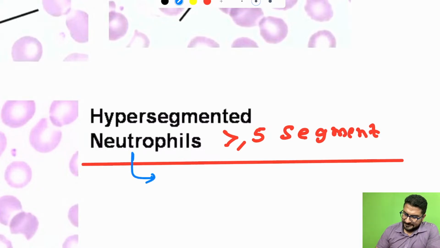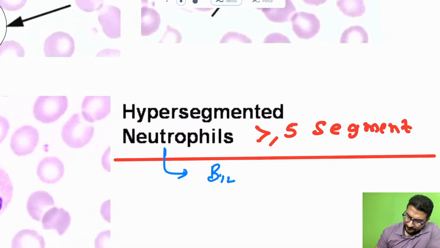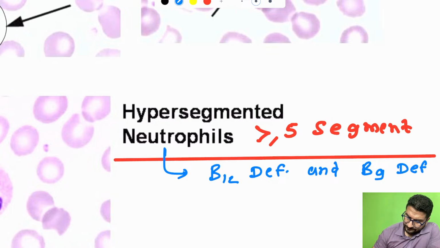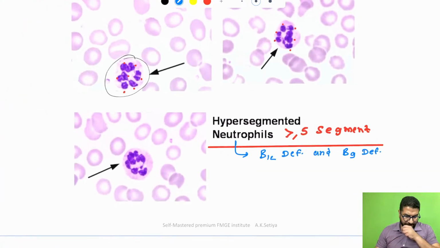And this hypersegmented neutrophil, understand, it is seen where? It is seen in a patient with B12 deficiency and folic acid deficiency, B9 deficiency. Hypersegmented neutrophils.